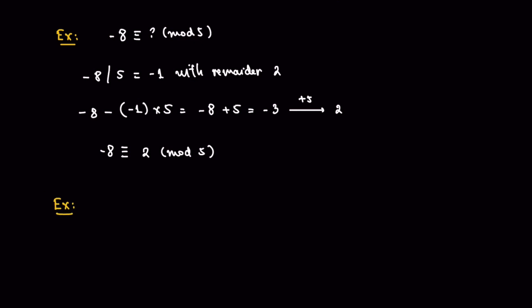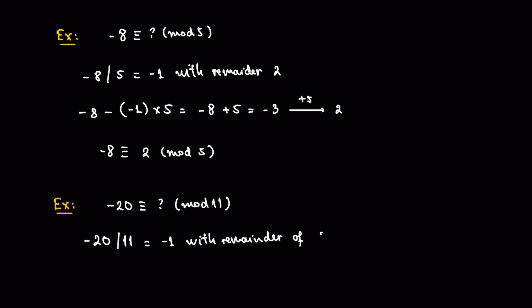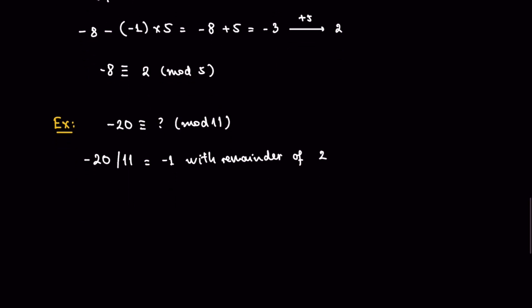So let's consider another example with a negative number. So the example is that I have negative 20. It's congruent to what number in mod 11? So you take negative 20 divided by 11, which is equal to negative 1 with remainder of 2. So how do I get that? So now you take negative 20 minus the integer quotient here, which is negative 1, times 11, which is the modulus. You get negative 20 plus 11. It's going to give you negative 9.